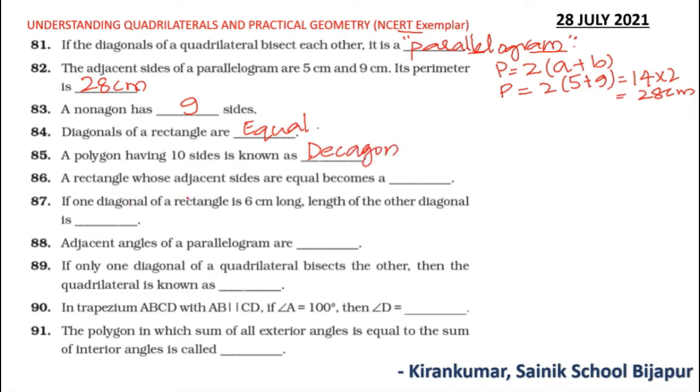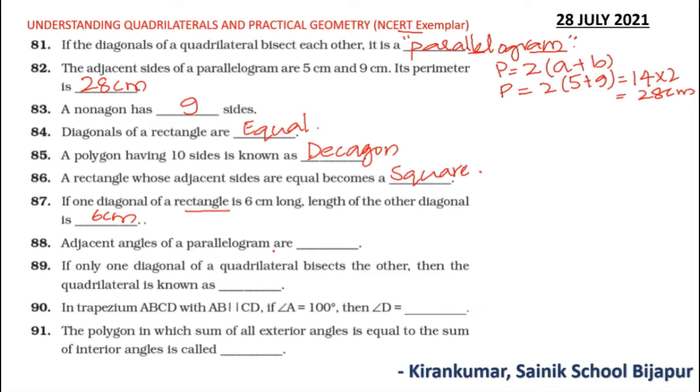Question 86. A rectangle whose adjacent sides are equal becomes a square, because in a square the diagonals are equal. Question 87. If one diagonal of a rectangle is 6 cm long, the length of the other diagonal is also 6 cm, because the diagonals are equal in a rectangle. Must remember that.